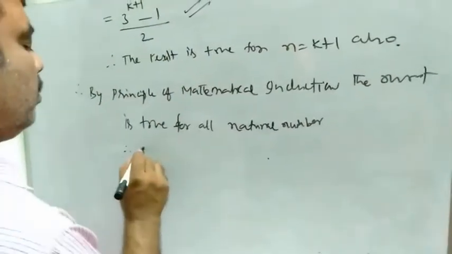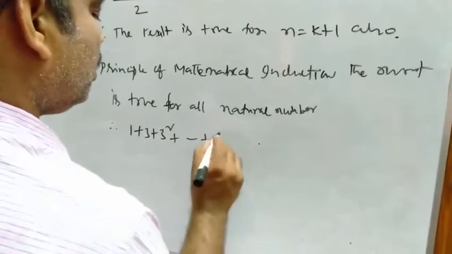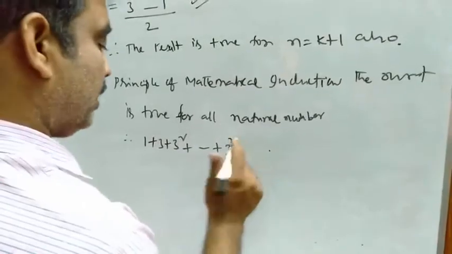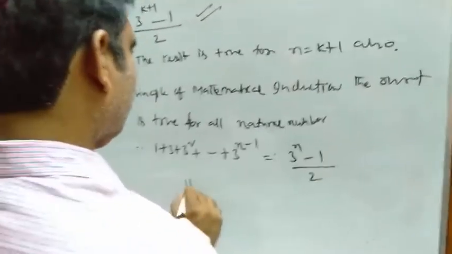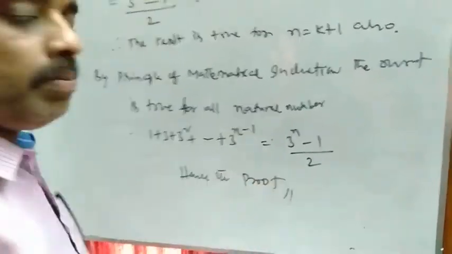Therefore 1 plus 3 plus 3 square plus so on plus 3 power n is equal to (3 power n minus 1) by 2. So hence the proof. There ends the proof of the theorem.